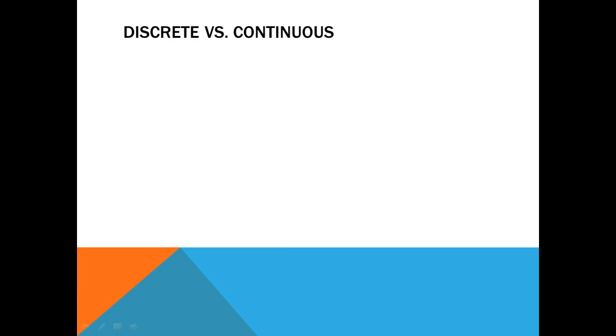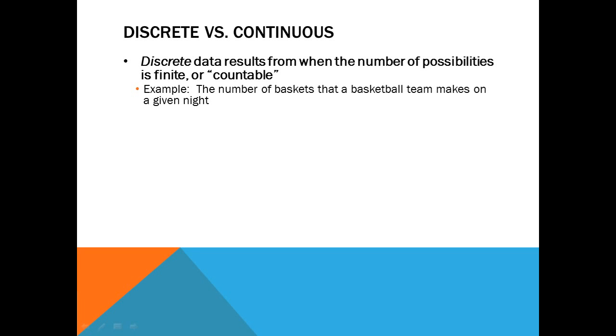So, discrete data versus continuous data. Discrete data is when the number of possibilities is finite. Again, here's another term that you talked about in integrated algebra as freshmen. Finite, it's countable. An example here is the number of baskets that a basketball team scores on any given night. You can count those. You're not going to say it's 4 3/8 baskets. It's a whole number. Most of the time, it'll be whole number data when you're doing discrete data.